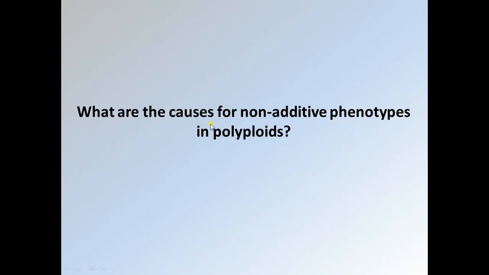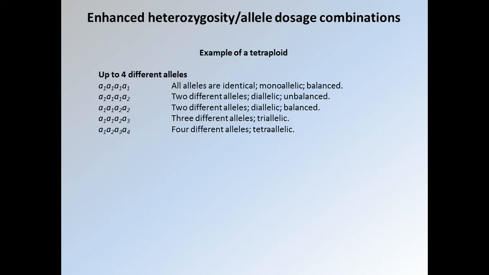Okay, so what are the causes for this non-additivity in polyploids? Well, first, let's consider a tetraploid. One obvious thing is that with more chromosomes, you can have more alleles. So in diploids, you can only have 2 alleles, and you can be homozygous for one or the other, or you can be heterozygous. But in the case of a tetraploid, you can get up to 4 different alleles. You can of course be homozygous for one, but you can go up to 4 different alleles within the same individual. And of course, this allele combination doesn't exist in a diploid, so that can lead to transgressive phenotype.